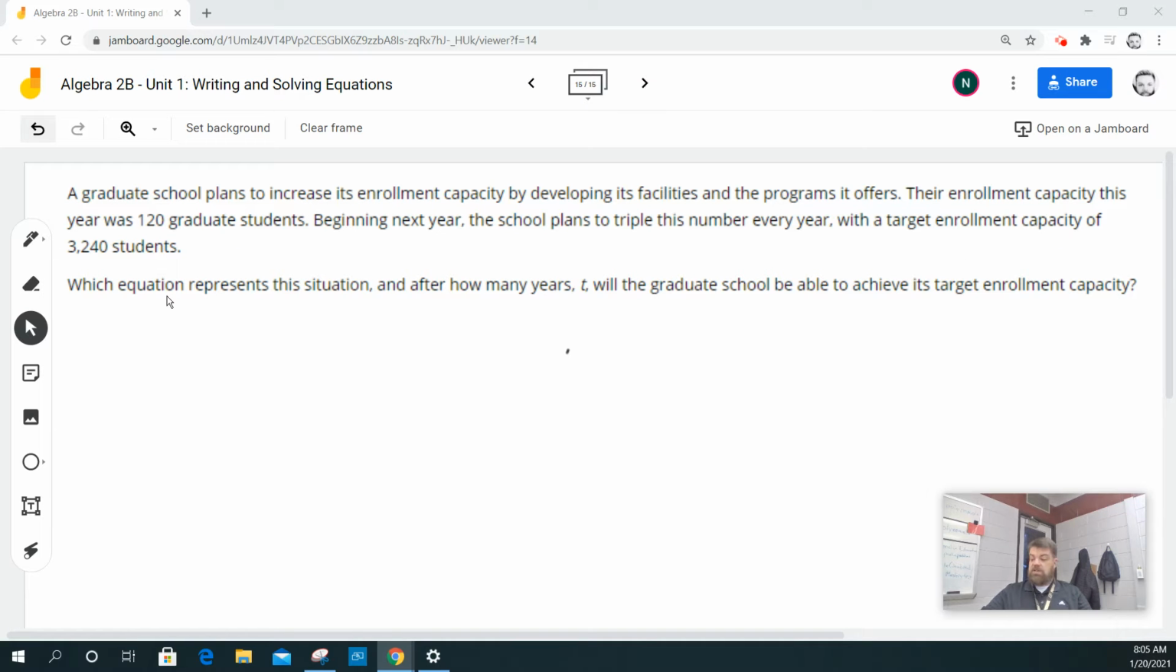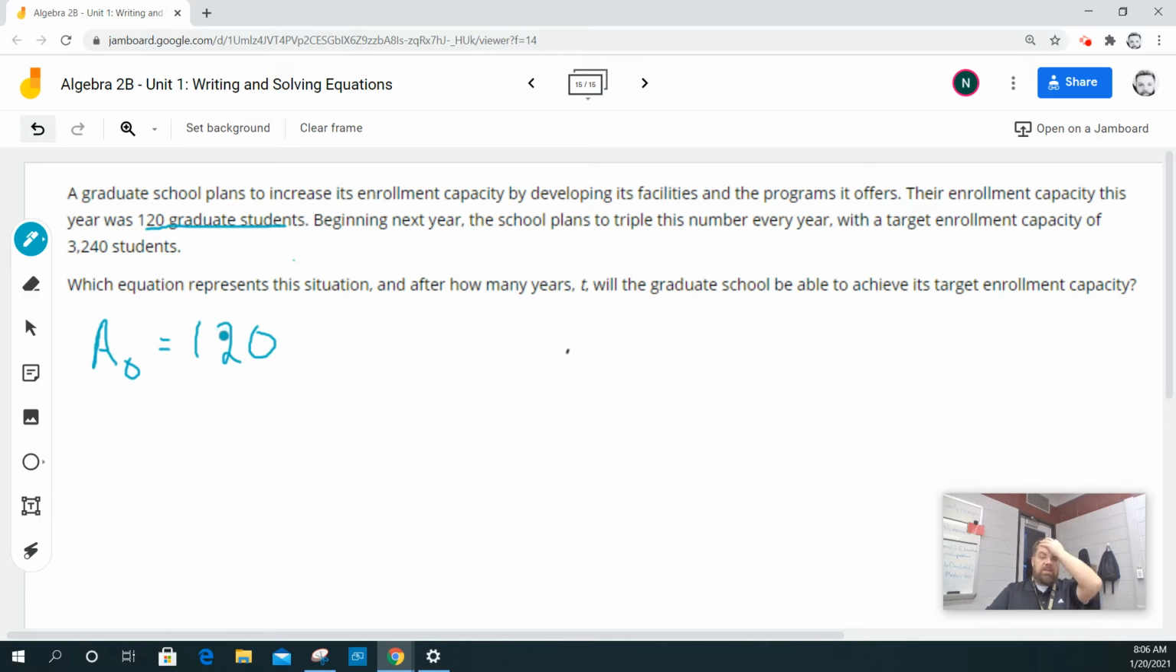All right, so for this one, it says a graduate school plans to increase its enrollment capacity by developing its facilities and the programs it offers. Their enrollment capacity this year is 120 graduate students. So let's underline that. Now that's probably an initial condition. So we'll just call that A sub 0, although I could be wrong, but I think that's what it is.